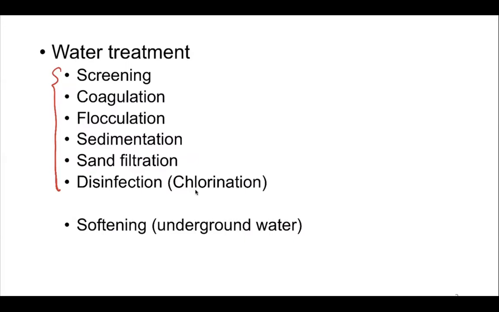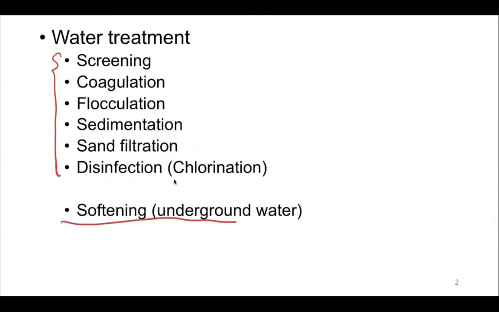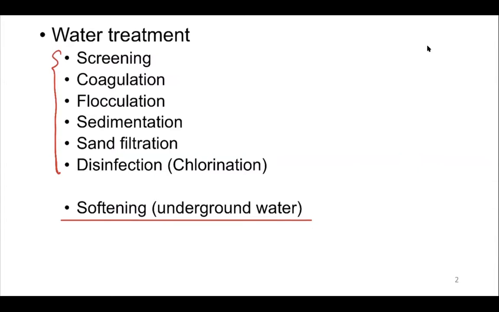That process is also called chlorination, because chlorine is the most common chemical that people use to kill pathogens. We also mentioned that for groundwater, softening is more important because there are a lot of hardness ions, such as calcium ion and magnesium ion, and we want to reduce the hardness, or soften the water, so that they don't settle down onto the pipes, or people don't ingest too much of them. So these are the general methods for water treatment.